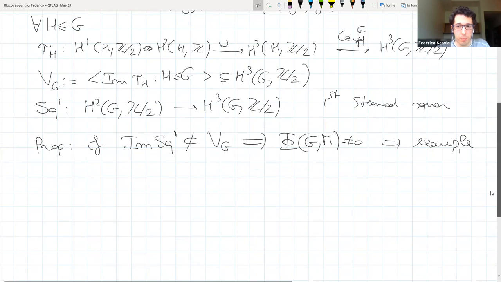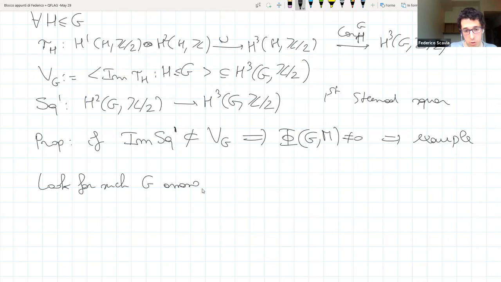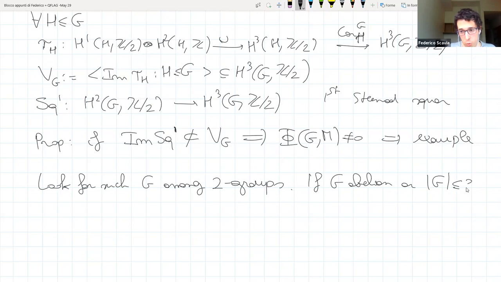Okay. So I need to find such a G, so I look for such G among two groups. You don't lose anything by restricting to two groups. And so if G is abelian, or the order of G is less than 32, then unfortunately, the image of the spherical square is contained in BG.